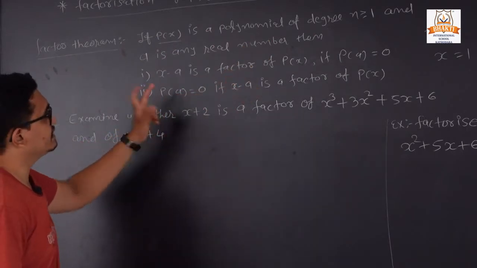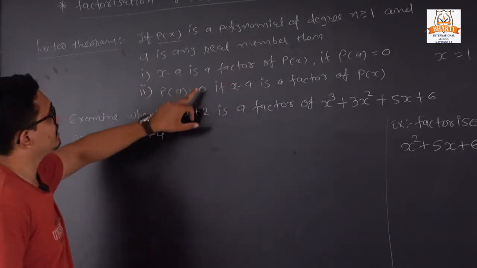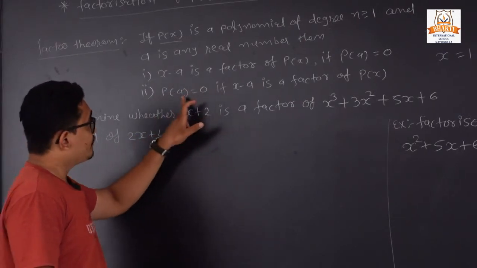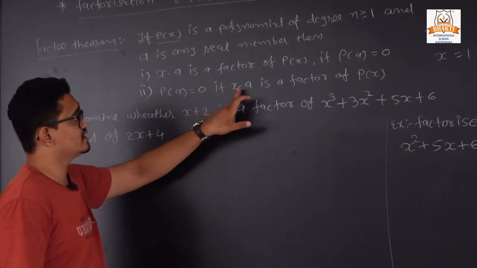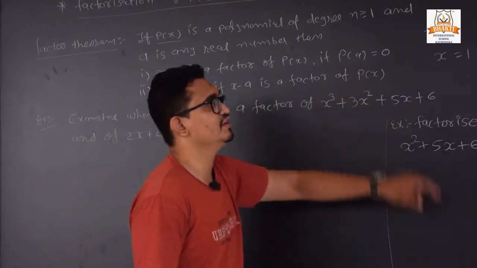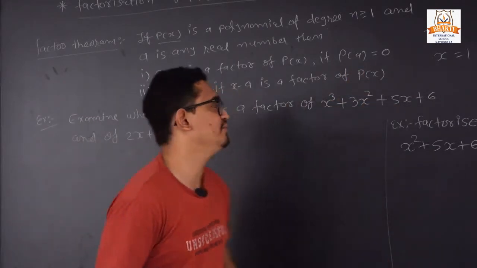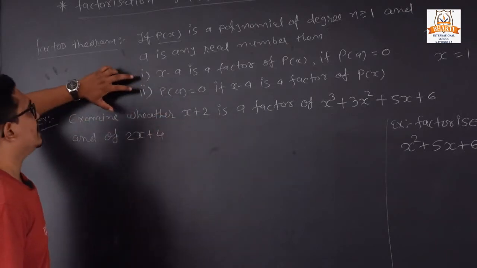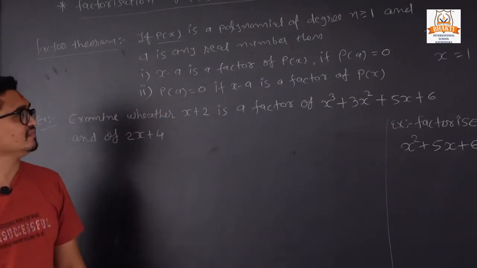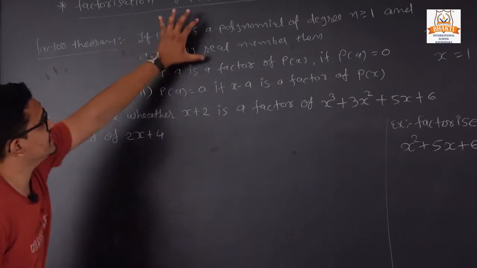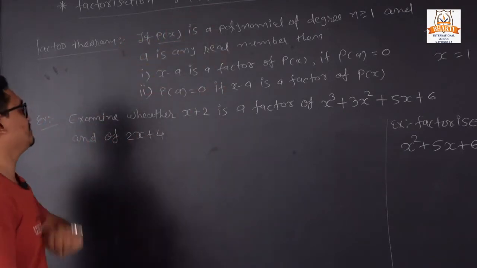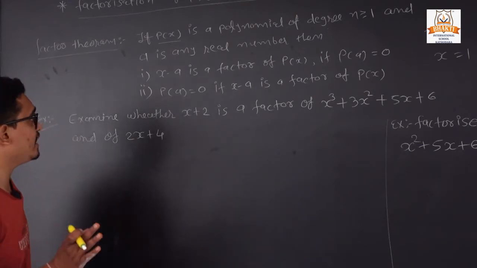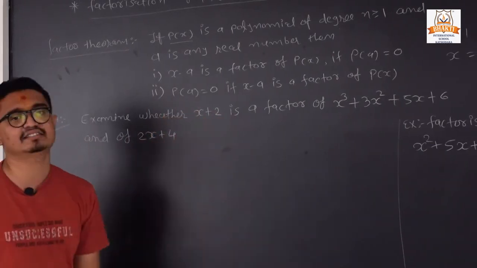Now the second is the reverse statement of the first. If p of a is equal to 0, then x minus a is a factor of p of x. So it is the reverse of the first statement. Both statements are reverse to each other. For understanding that theorem, we are taking one example, so you can get at least an idea of how to apply the factor theorem.